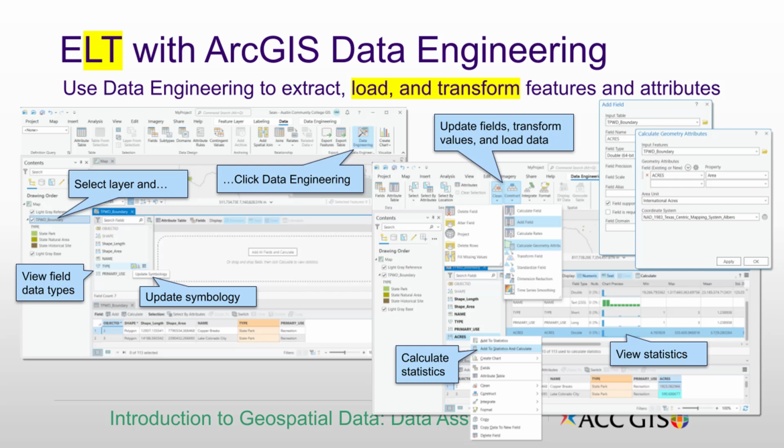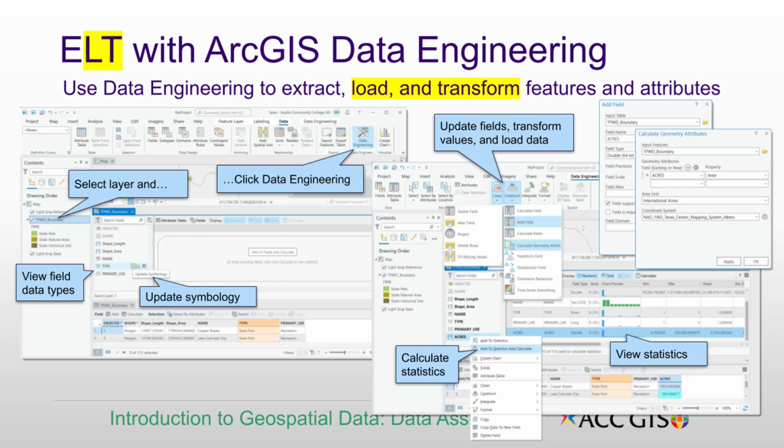And then of course you can transform your data as well. In the example in the lower right-hand corner, I have added an acres field and calculated it using data engineering. So on the data engineering ribbon, I clicked on construct and selected add field. And so I added an acres field to the TPWD_boundary table. That is a double precision or a decimal. And then again, on the data engineering ribbon, I clicked construct one more time and selected calculate geometry attributes.